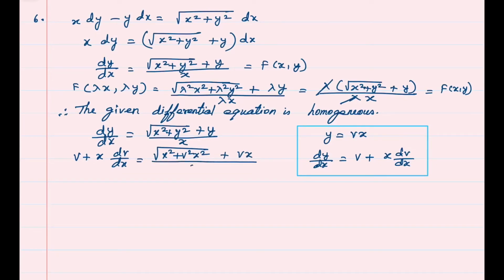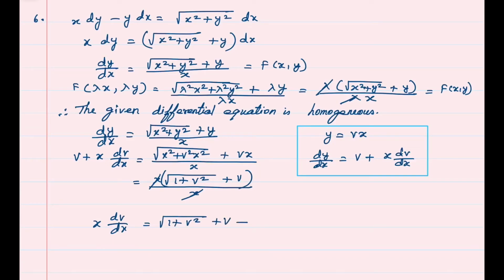divided by x. We can take out x square, it becomes x, 1 plus v square, plus v, divided by x. Therefore, x dv by dx is root of 1 plus v square plus v minus v. Now separate the variables. dv divided by root of 1 plus v square is dx divided by x.